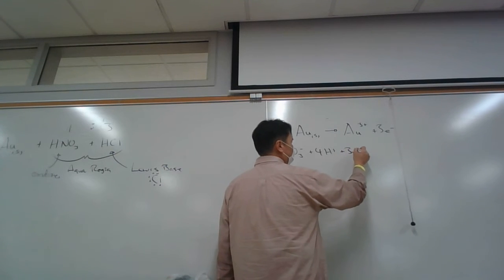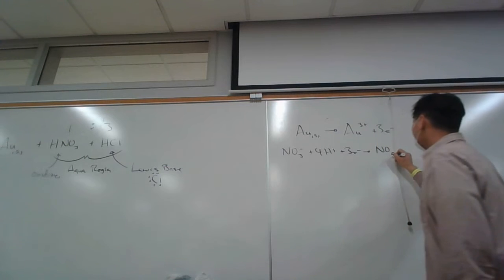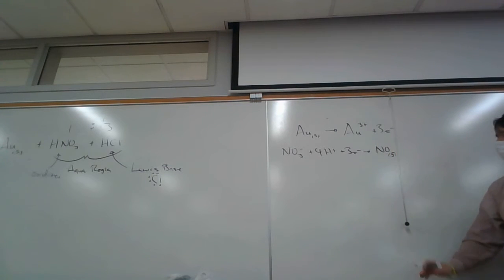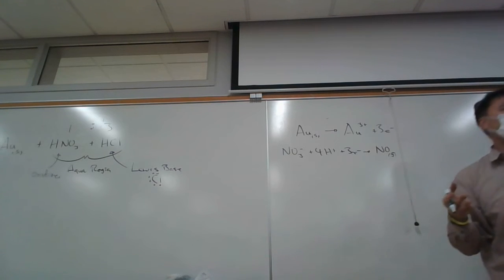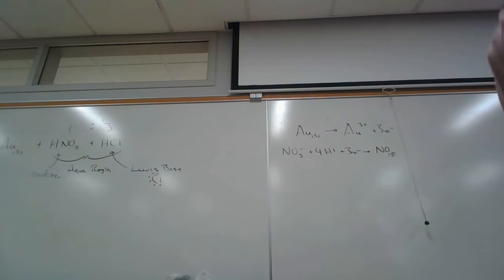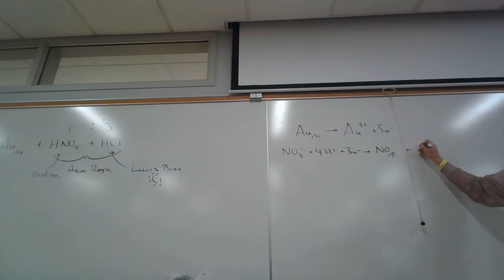Plus 3 electrons yields NO. NO is a colorless gas. When it comes into contact with air, it gets oxidized spontaneously to NO2. NO2 has a beautiful orange color. It has a sulfury smell to it, and so it's very characteristic. It's a choking odor, like photochemical smog. And then 2 waters.